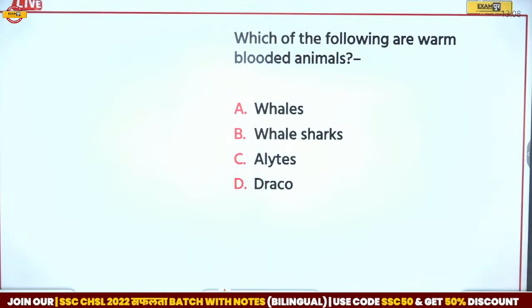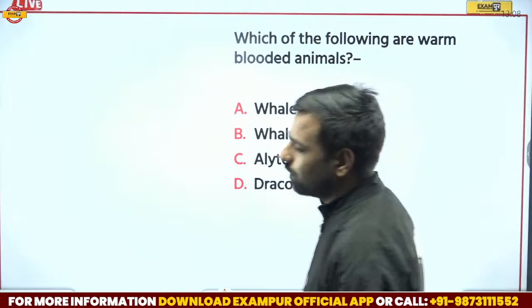Next we have, which of the following are warm-blooded animals? Are they whales, whale sharks, alites or Draco? What are they?